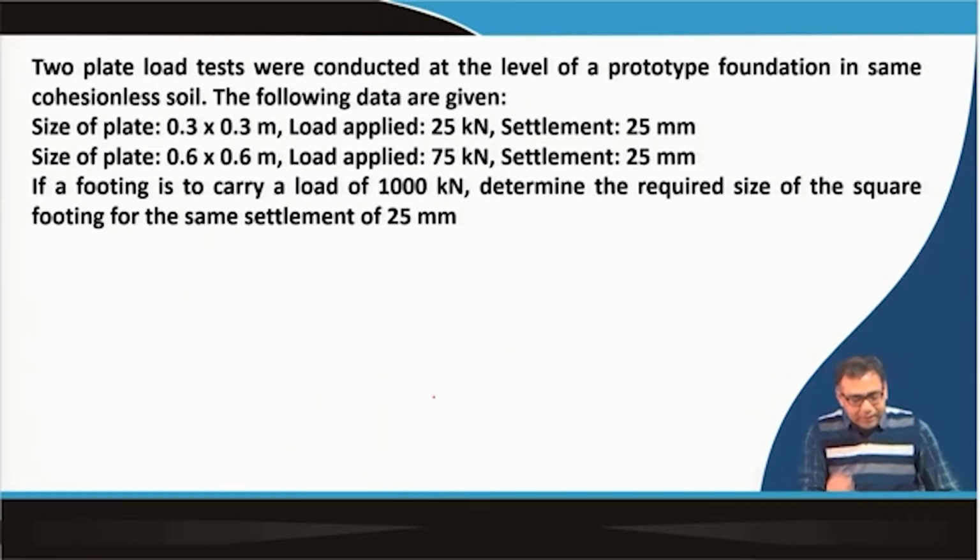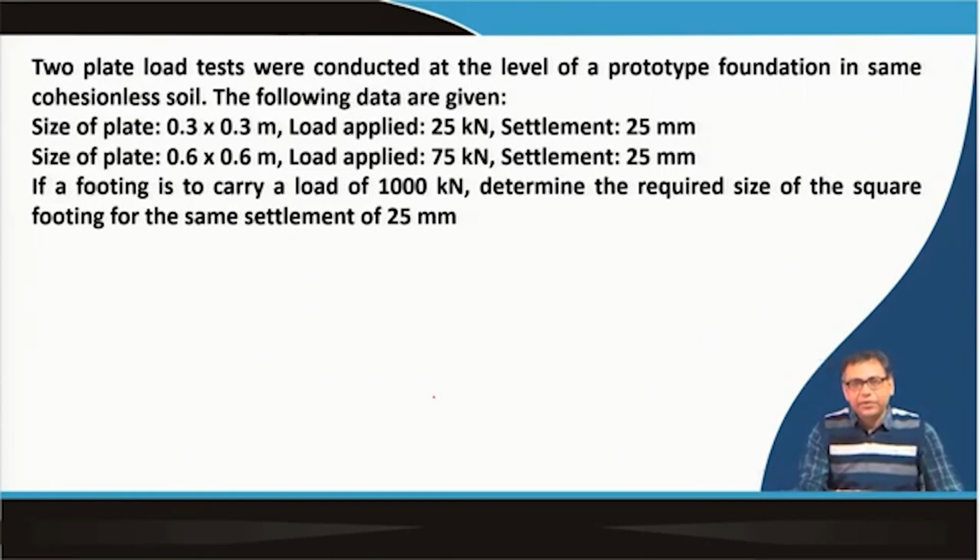So, this is the example problem. Two plate load tests were conducted at the level of a prototype foundation. That means, here also the depth of foundation and depth of plate are both the same, which is actually the ideal case. Same cohesionless soil. This is also sandy soil, and the following data are given. The size of the plate, one is 30 centimeter cross 30 centimeter, where for 25 kilonewton applied load, settlement is 25 millimeter, and for a 60 centimeter cross 60 centimeter plate, 75 kilonewton applied load, settlement is 25 millimeter. Okay.